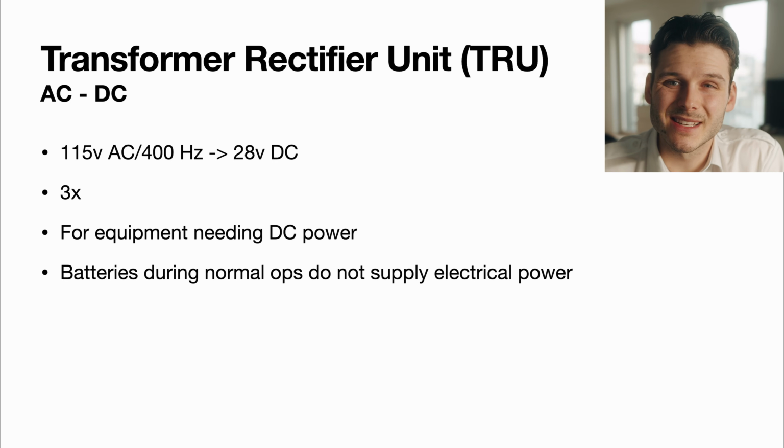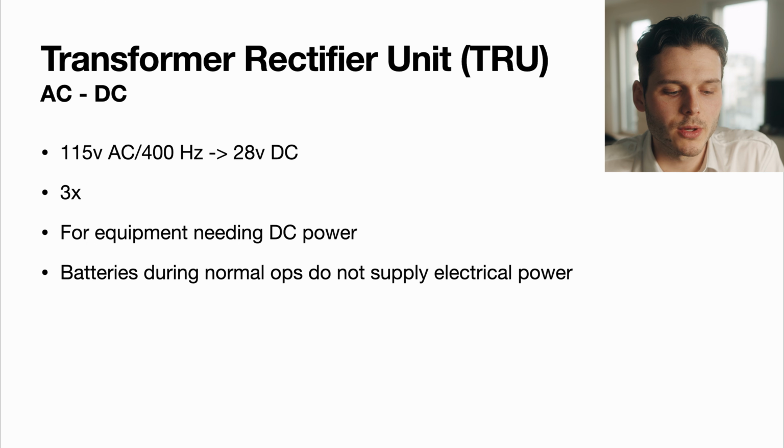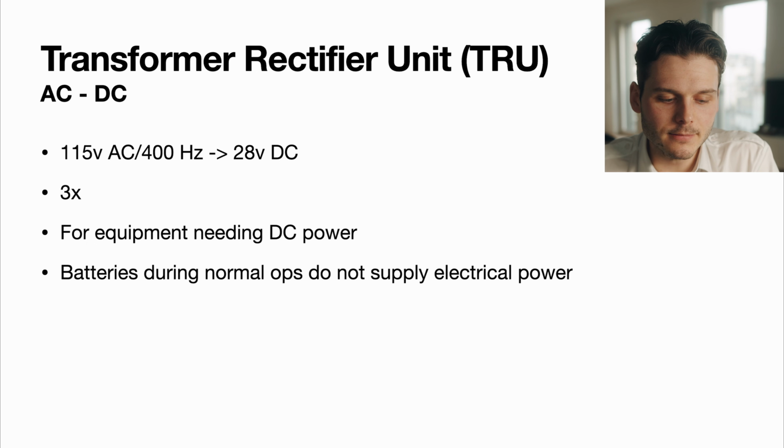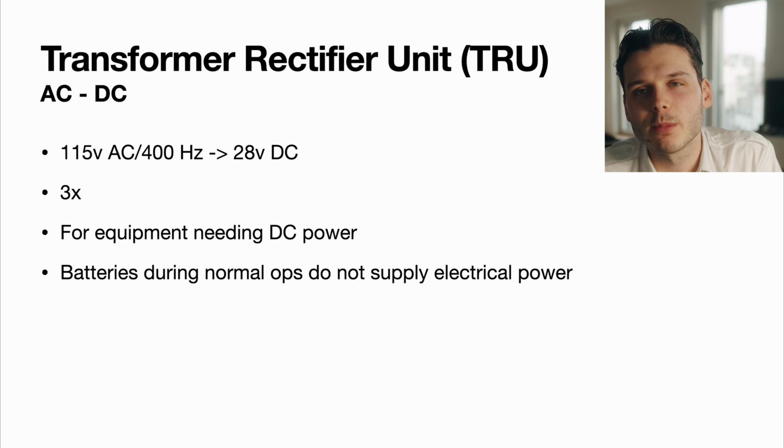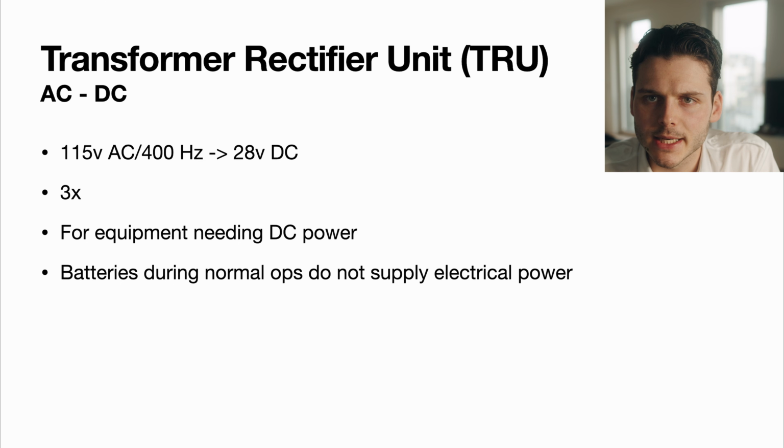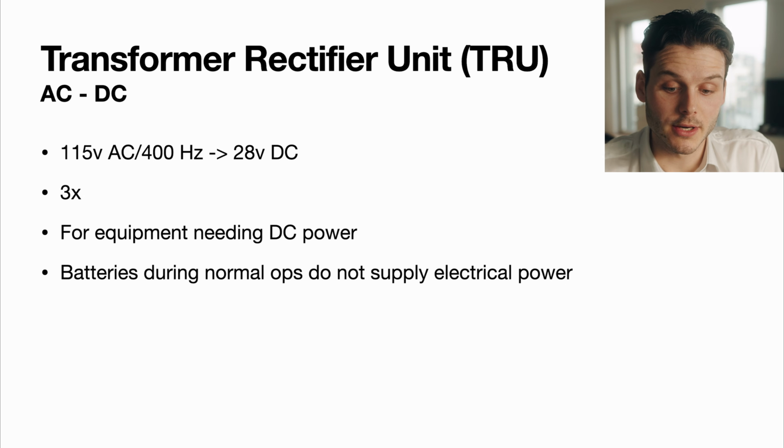Transformer rectifier units are the exact opposite. We will go from AC to DC. We have 3 of those because it's actually constantly used, and it is used because batteries do not actually supply any electricity during normal operation when AC generators are running.